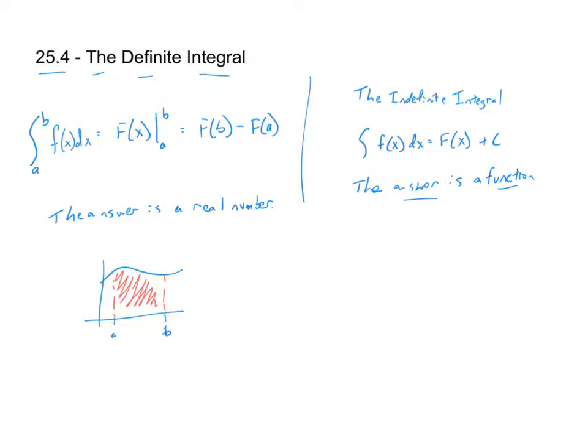And one other thing I want to add here: when you see this notation, the integral sign with f of x dx, the way to read that in your brain or out loud is "the integral from a to b of f of x dx." That's the way that you read that out loud. And just recall that the dx there is the variable that you're integrating with respect to.